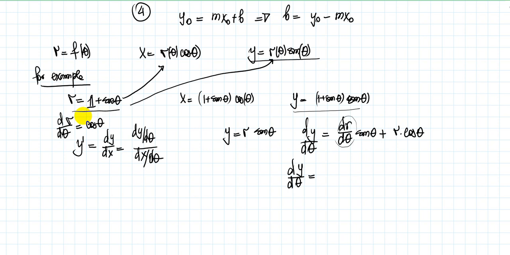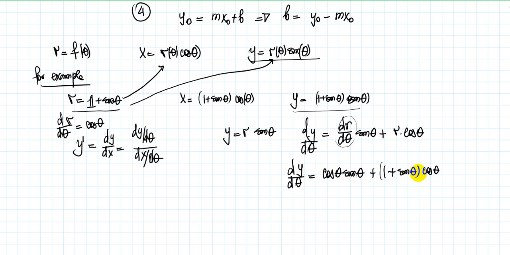So the derivative of the 1 is 0. The derivative of the sine is cosine of theta. So I just need to plug the cosine of theta in here. Right? So cosine of theta multiplied by the sine of theta plus 1 plus sine of theta multiplied by the cosine of theta.